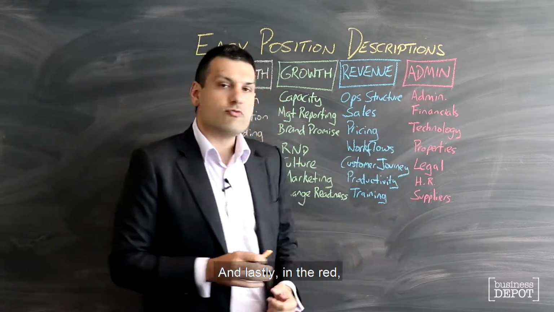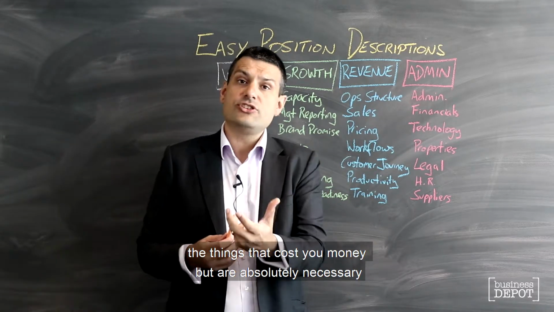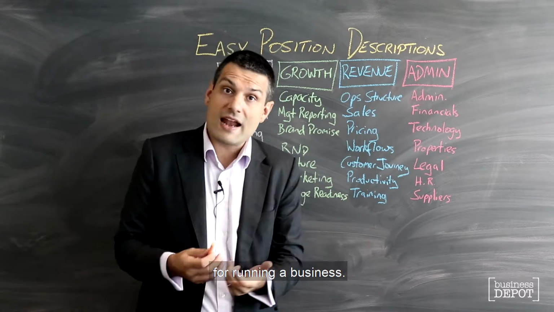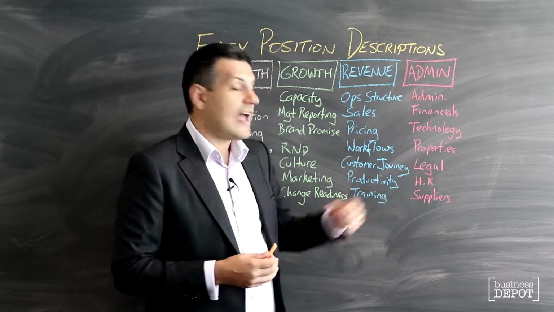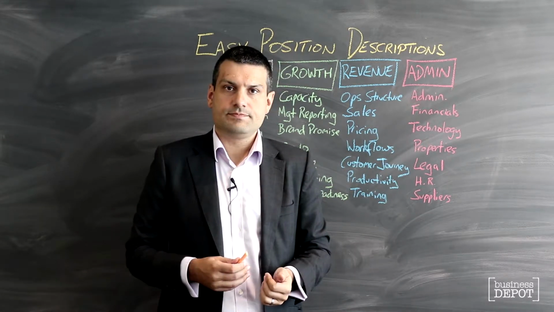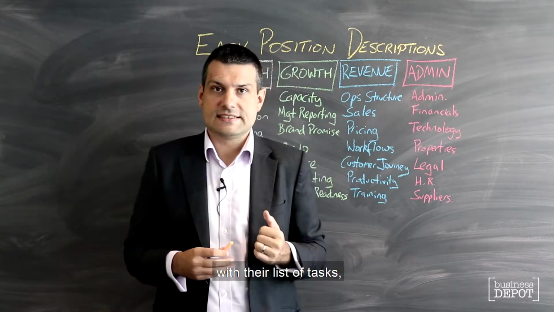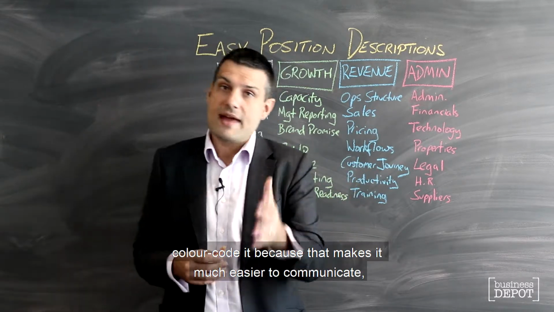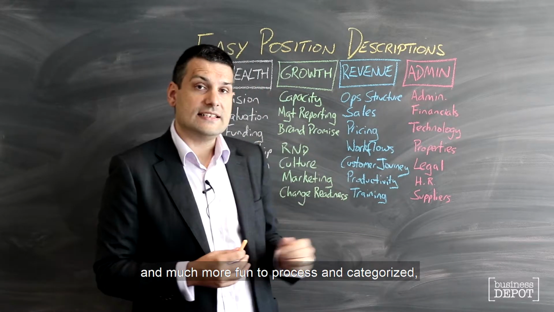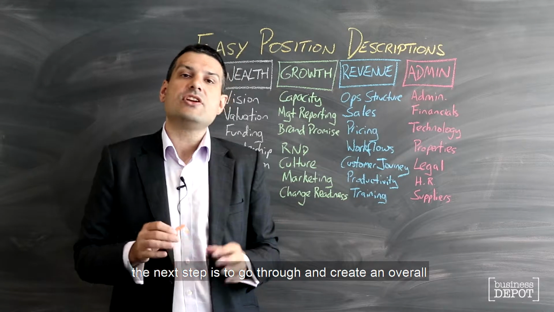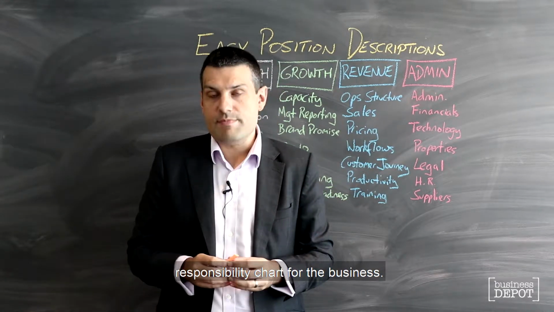And lastly, in the red, the administrative tasks within a business, the things that cost you money but are absolutely necessary for running a business. So things like technology, plant and equipment, HR, and supplier management. Now, once you've got each of your team members with their list of tasks color-coded, because that makes it much easier to communicate and much more fun to process, and categorized, the next step is to go through and create an overall responsibility chart for the business.